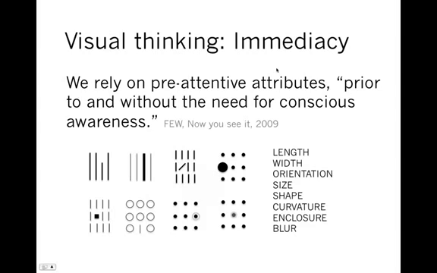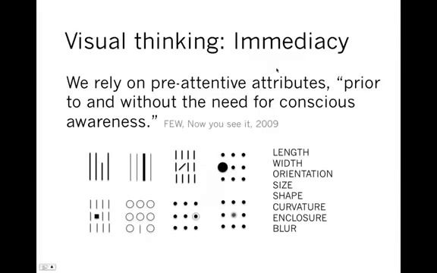So how do we do that? How do we make these important or meaningful pieces of information from our data set stand out? Well, one thing we can rely on is something called pre-attentive attributes. By that I mean attributes that we don't need to focus our attention on. These are things like length, width, orientation.